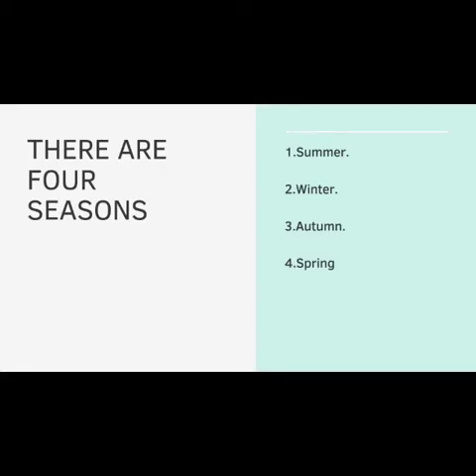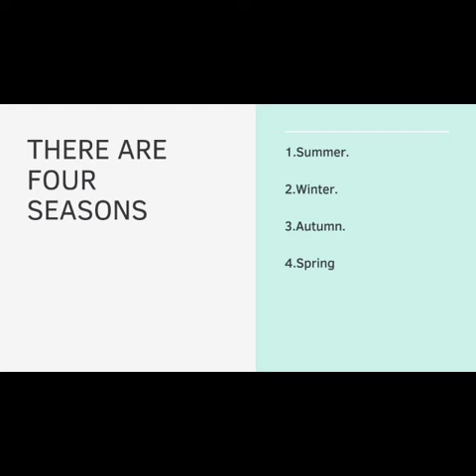Next is seasons. We have 4 seasons: summer, winter, autumn, and spring. Do you know why seasons change? They do because the earth tilts to one side as it revolves around the sun. In June, the northern part of the earth, where India is, comes closer to the sun. So we have summer. At that time, Australia and other places in the south have winter.